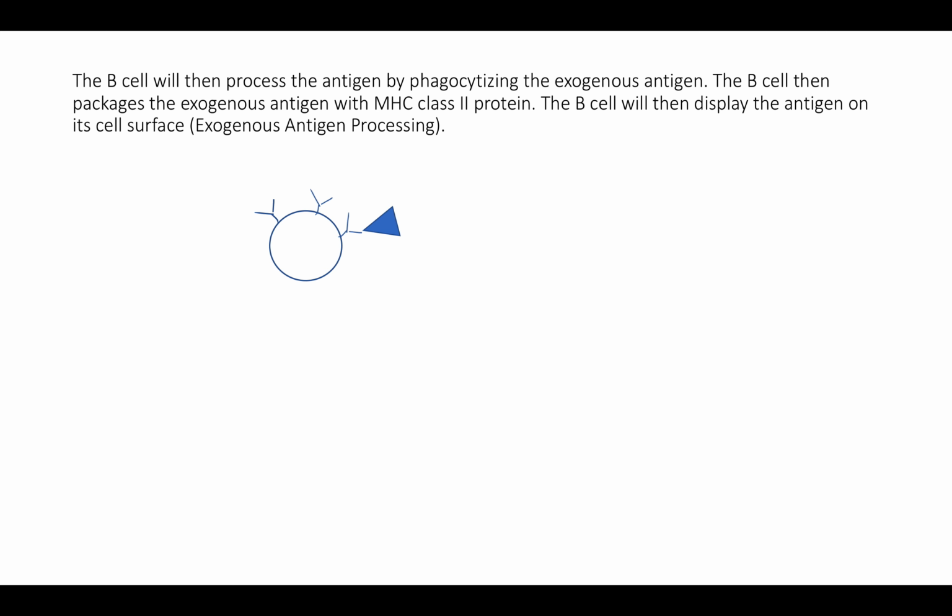The B cell will then process the antigen by phagocytizing that exogenous antigen. So it brings it inside the cell. The B cell then packages the exogenous antigen with an MHC class II protein. The B cell will then display that antigen on the cell surface. This process is referred to as exogenous antigen processing.